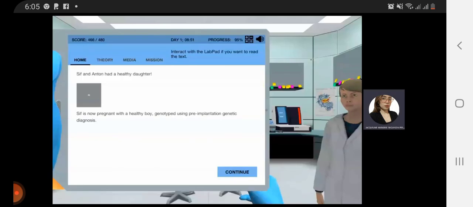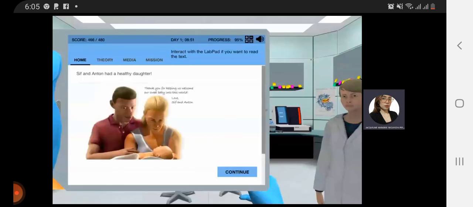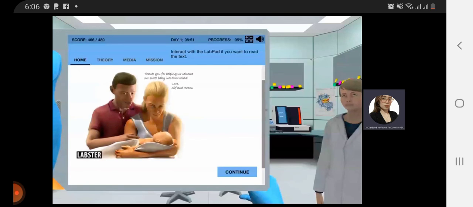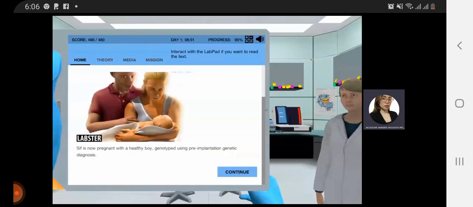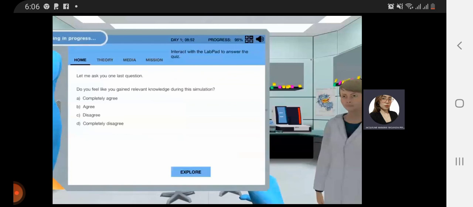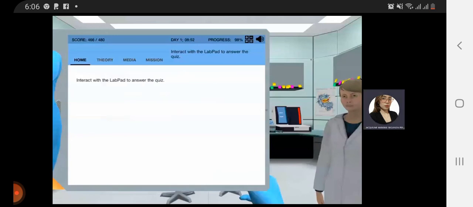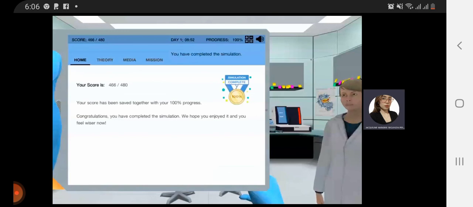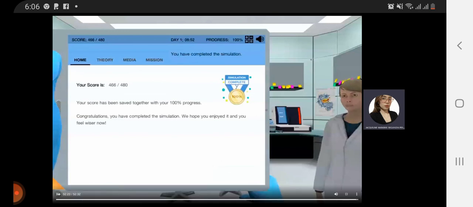SIF and Anton had a healthy daughter. SIF is now pregnant with a healthy boy, genotyped using pre-implantation genetic diagnosis. Let me ask you one last question. Do you feel like you gained relevant knowledge during this simulation? Thank you for your feedback. Your score has been saved together with your 100% progress.